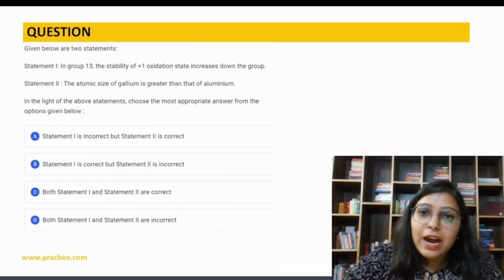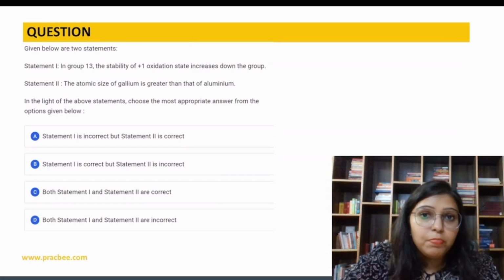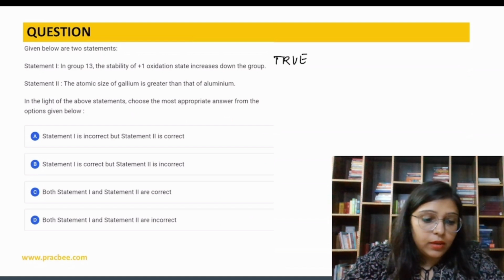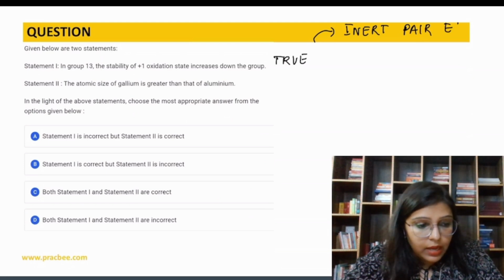Again, given below are the two statements. Statement 1: in group 13 the stability of +1 oxidation state increases down the group. Yes, it is true, and that is due to the inert pair effect. I am going to discuss the inert pair effect.